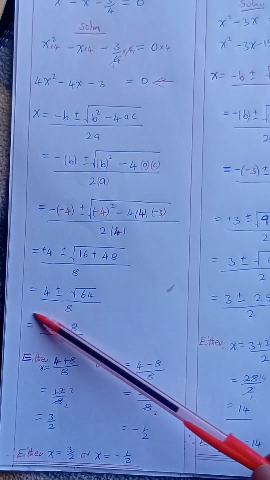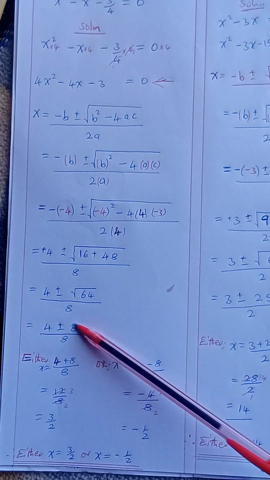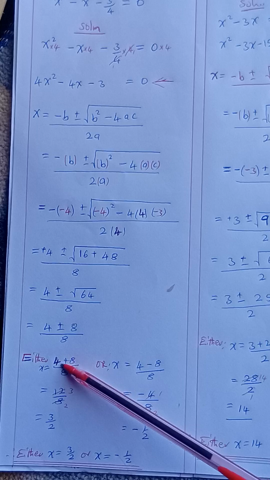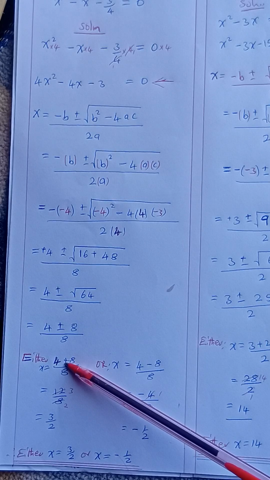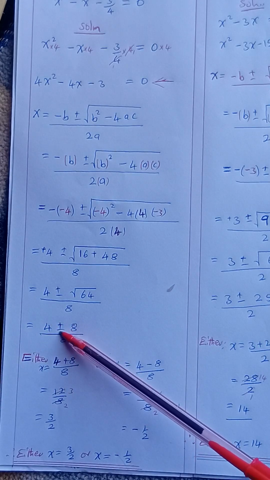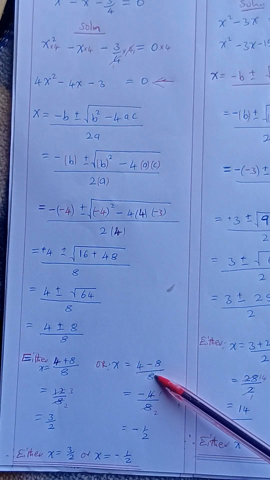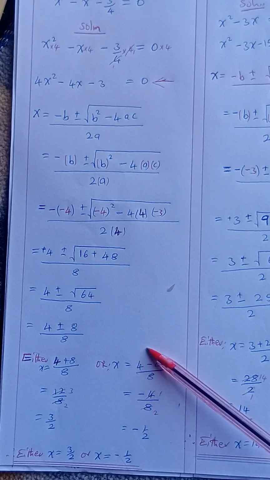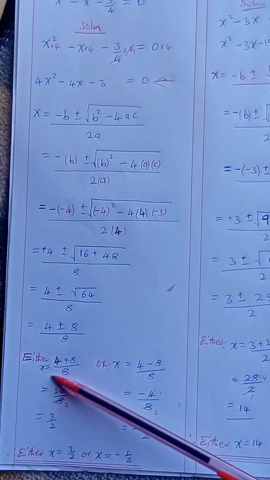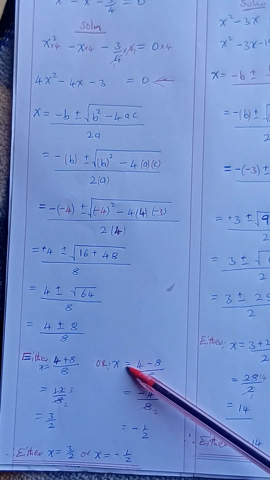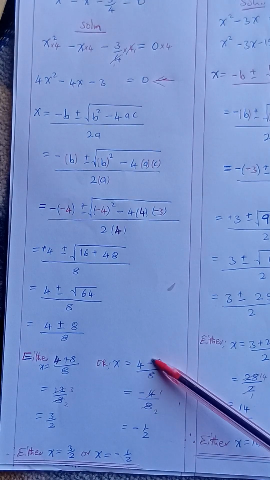So in the next step, we are going to write two expressions. The first one, we shall have only a positive in between, the way it is here. Then the next one we shall write negative in between. That is how it is in this one here. So in that step we say either x is equal to 4 plus 8 out of 8, or x is the same as 4 minus 8 out of 8.